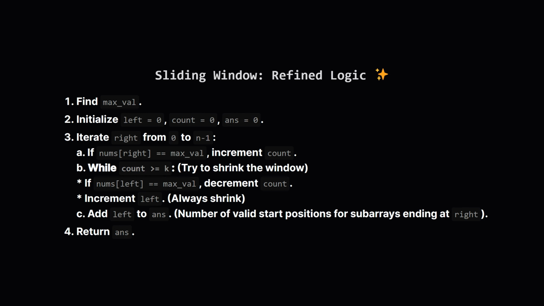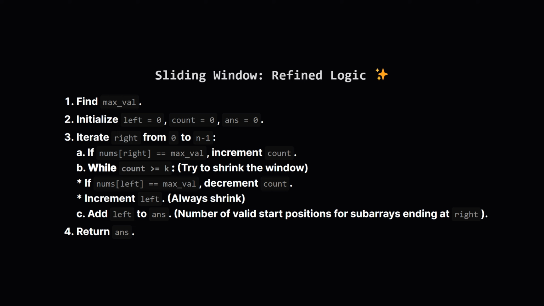Let's reset that logic slightly to make it clearer. First, find the overall max value, max_val. Initialize our left pointer to 0, a count of max values in the window also to 0, and our final answer also to 0. Now we loop with the right pointer from the start to the end of the array. Inside the loop, if the number at the right pointer is our max_val, we increment the count. Here's the core part.